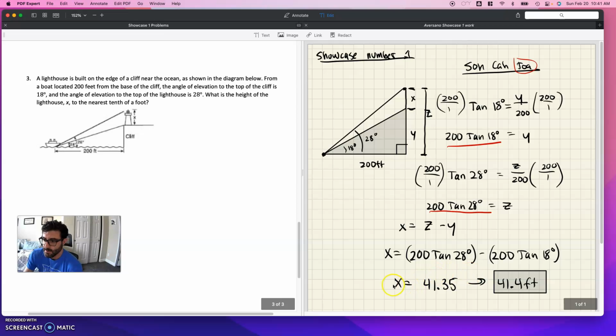When you put this in your calculator, you get x is equal to 41.35. Being mindful of how the question is phrased, to the nearest tenth of a foot, we round that up to 41.4 feet. The units given are feet, so we want to make sure we include that. And I believe that is that. Let me see if there's anything else. Nope, I think we're good to go. Cool.